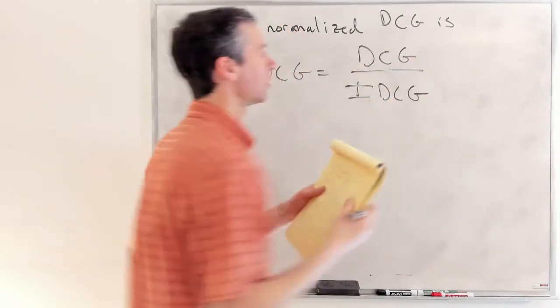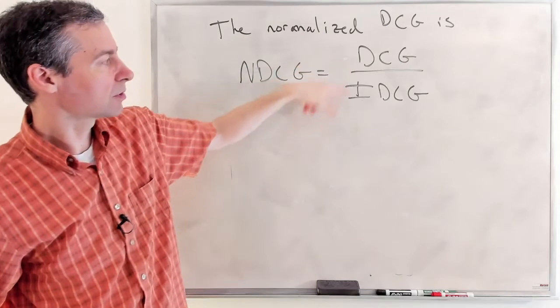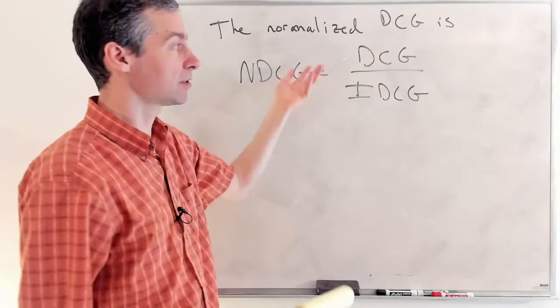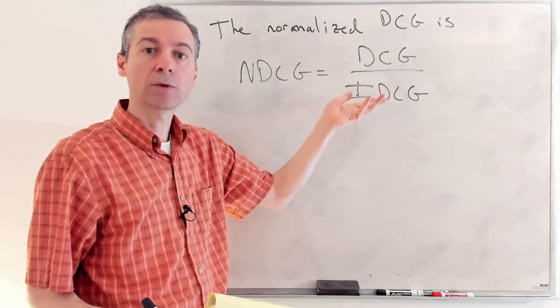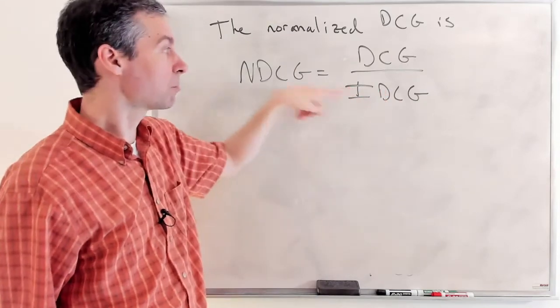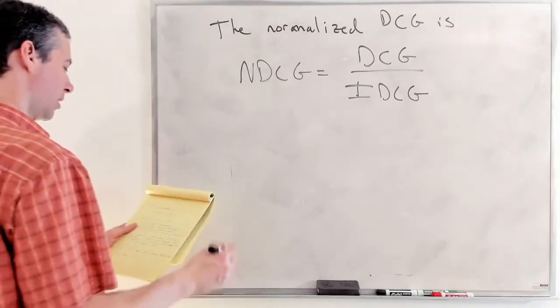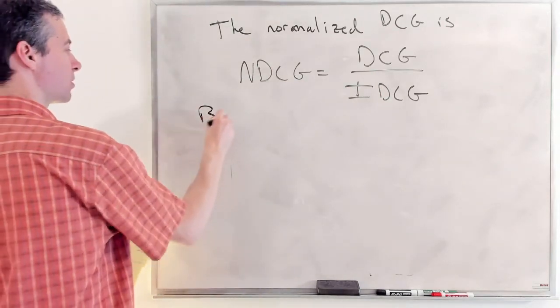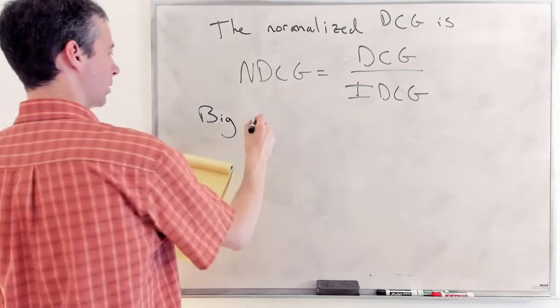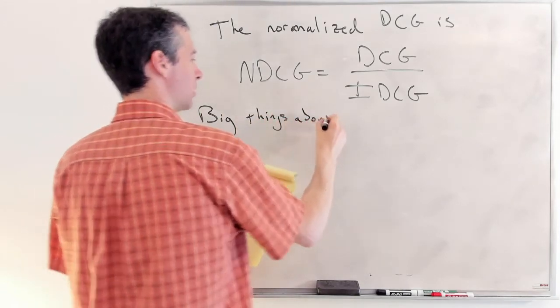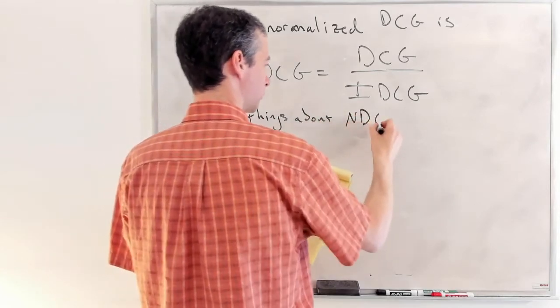So this is on the actual search results, and these are on our ideal search results. And that normalizes it. And so we'll get a value always between 0 and 1, because the best anyone could ever do is the ideal. So what were some of the big things to know about NDCG? It is a very important measure.